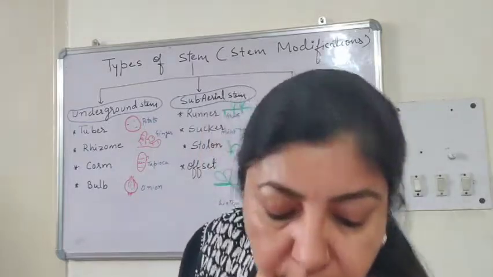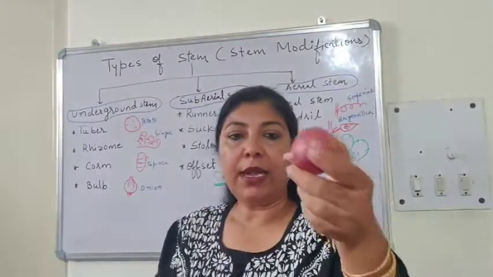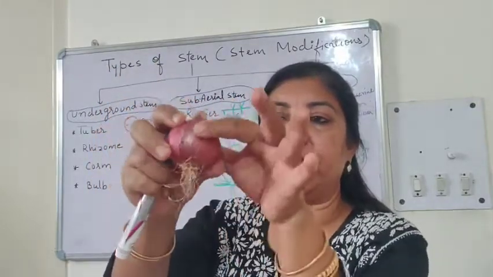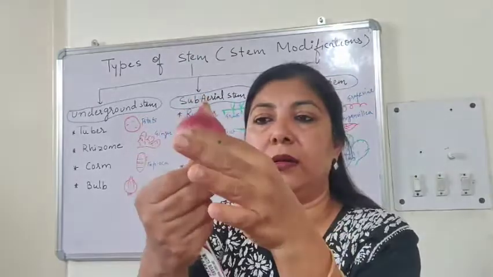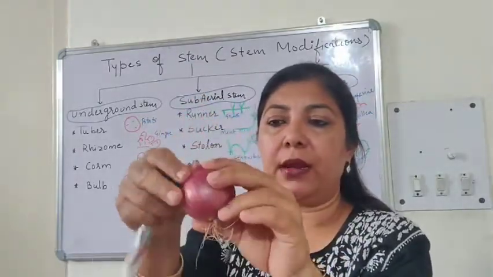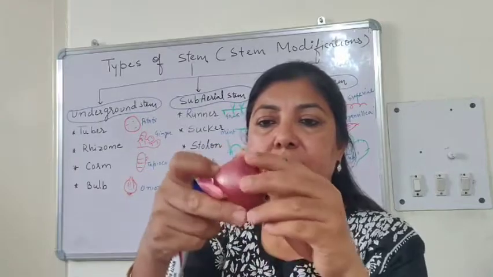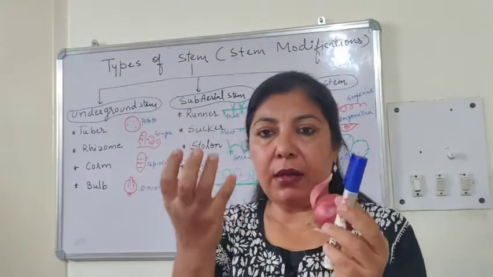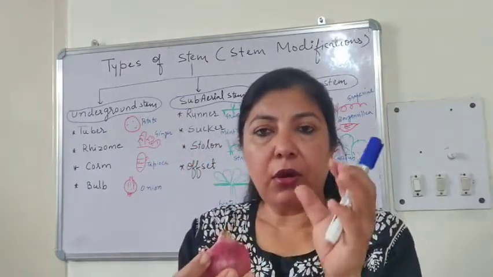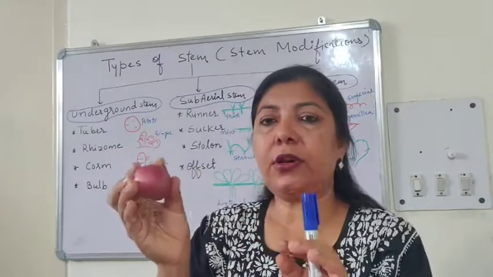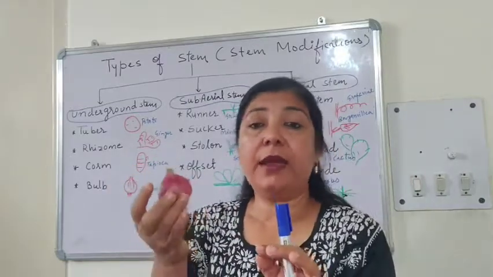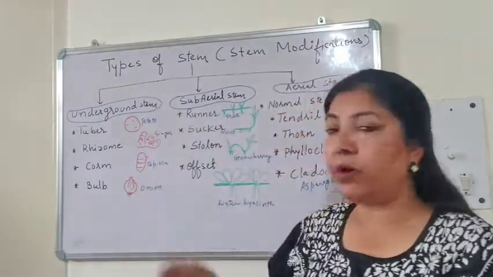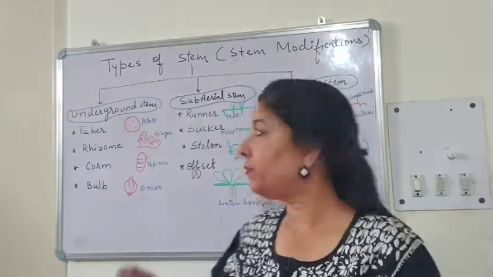Then bulb. You are all aware. In this case, this is onion. Onion is again a stem modification. This part is a stem modification. Here it has got scaly leaves. So when the stem is a very bulb-like structure having lots of food in the fleshy leaves, it is called a bulb. So onion and garlic are examples of bulb. So these are four types of underground stems.